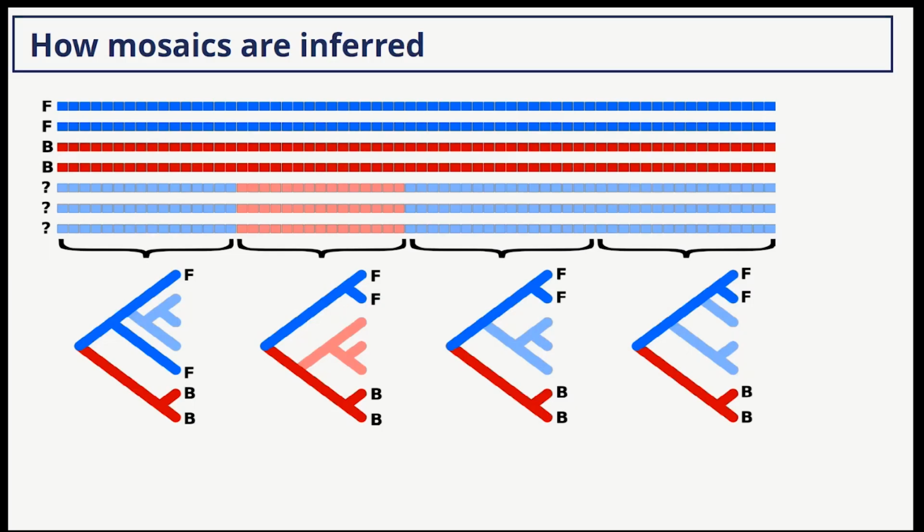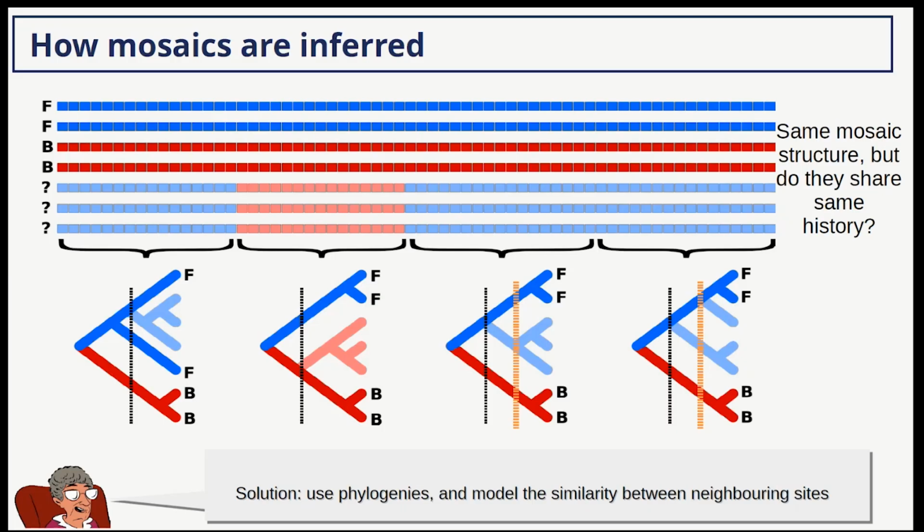And so I spent some time working on how to calculate the distance, how to describe. If you give me any two of these trees, I was developing algorithms to describe exactly what happened in terms of recombination, which is equivalent to horizontal transfer, if you're more familiar with that in the microbial world. So we said, well, they all have the same mosaic structure, but do they share the same history? No, there's something going on there that we cannot know. And the solution that we thought was to use the phylogenies. Instead of just coloring them blue or red, we actually use the phylogenies, and then we model the similarity between neighboring sites. We calculate the distance between the trees, and this distance must be biologically motivated. As I said, the number of recombinations or horizontal transfers.